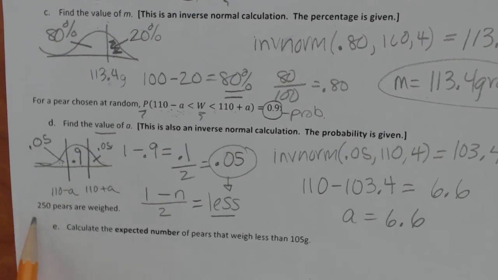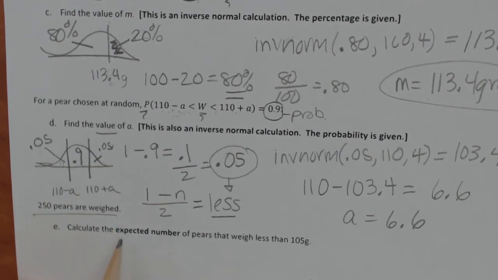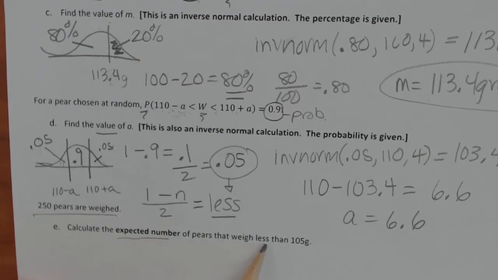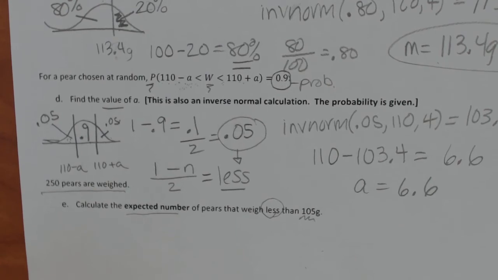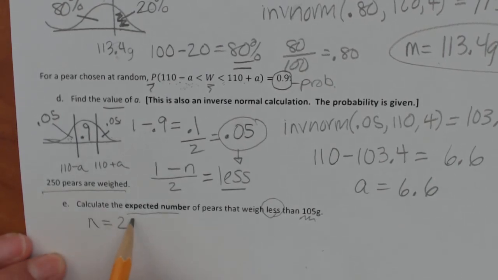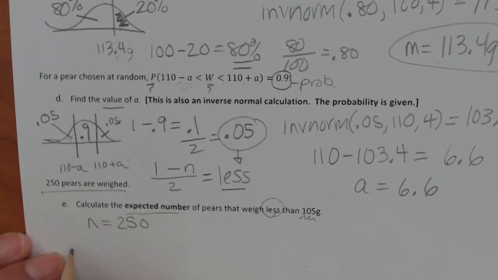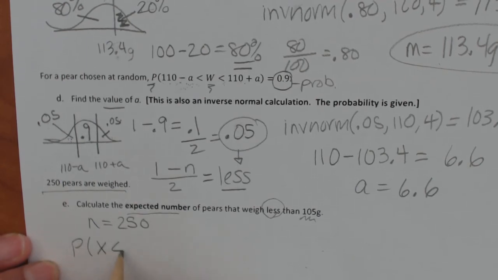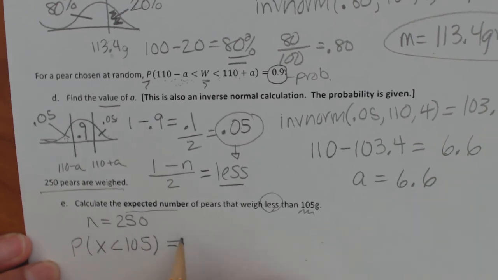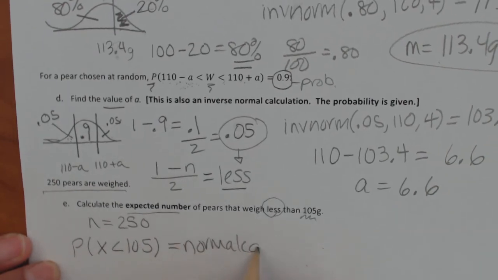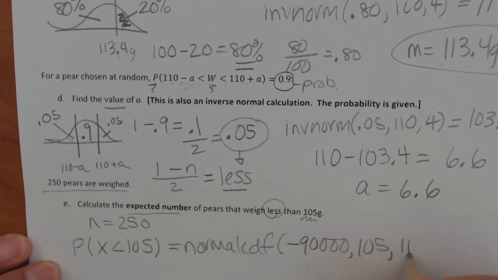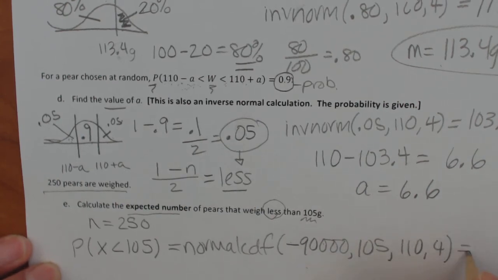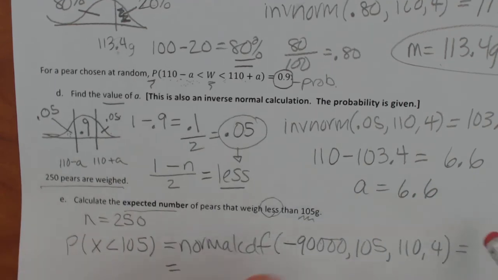All right, and the last one: 250 pears are weighed. Calculate the expected number of pears that weigh less than 105 grams. So this is bringing us back to normal calculations. They gave us a number of observations, which was 250. What they want us to do is find the probability that X is going to be less than 105. So this is a regular normal CDF. So I'm bringing it back so you don't forget about this. Less than, so we're going to do negative 90,000, our actual value, our mean, and our standard deviation.